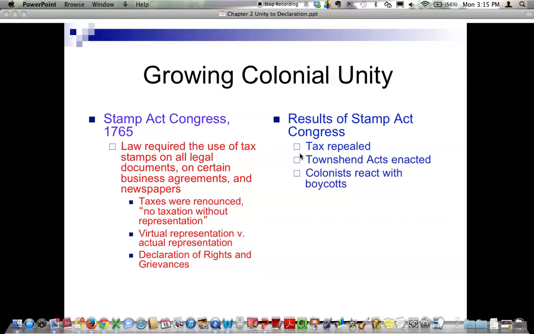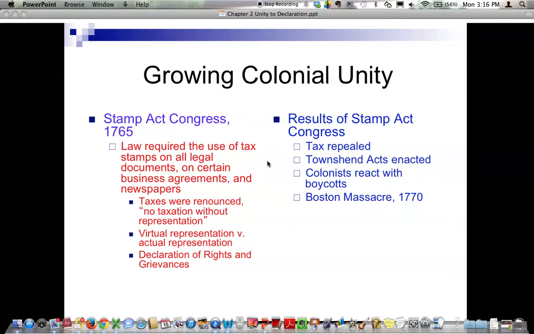But in retaliation of that, I guess you could say, the Townshend Acts were passed. And these were even harsher laws in place of the Stamp Act to help raise money. The colonists were very angry at this time, and they decided to resist the tax and to make it hard on England, and they reacted with boycotts. A boycott is a refusal to buy or sell or trade the products. They boycotted all English goods.